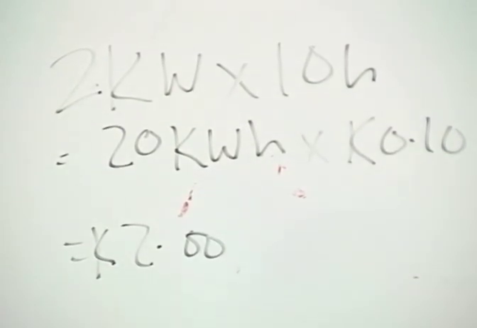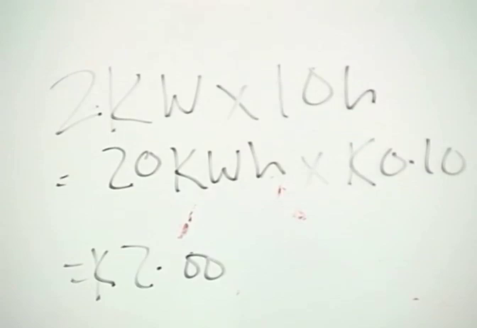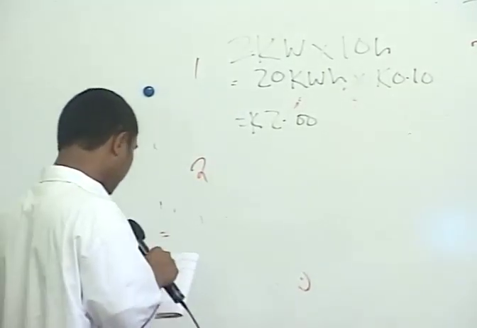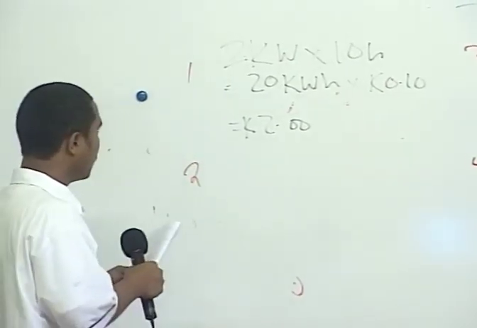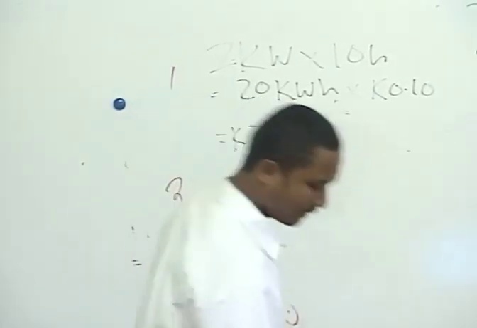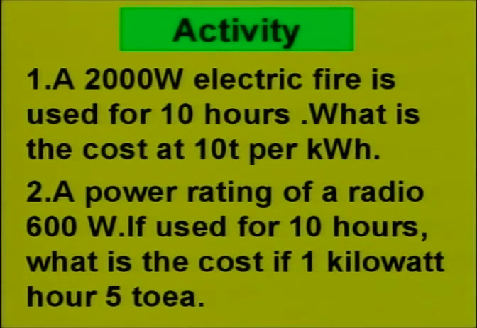For question 1, firstly I changed the 2000 watts to kilowatts and multiplied by the time. I got a total. Okay, that is his answer to question number 1. We'll check the answers later on. Question 2.